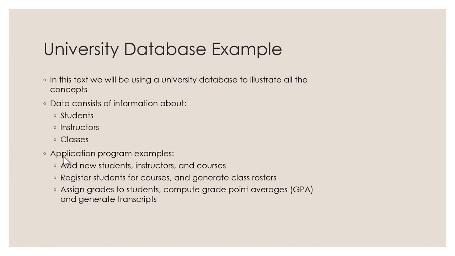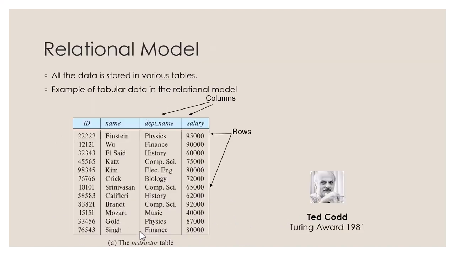And the application program should be able to do these things. They should be able to add a new instructor, student, add a new class as well. They should be able to register students for certain courses and generate a class roster for the instructors. The instructors should be able to assign grades for each student for each class, and it should also be able to compute the GPA and generate a transcript. So these are some of the functionalities that we need to be able to do.